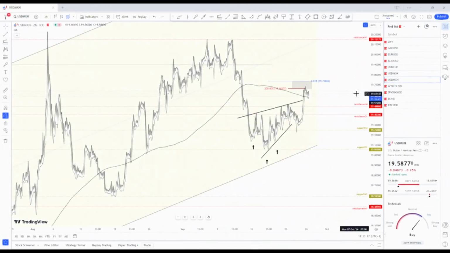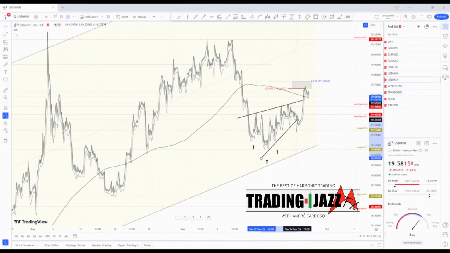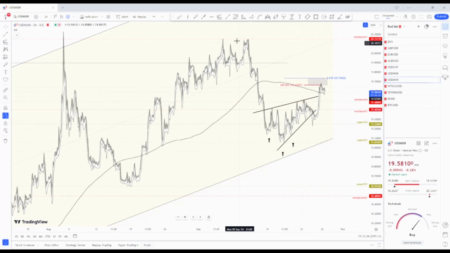Dollar versus the Mexican peso. Yesterday we saw an attempt to break below this structure. I thought, and I published it on my previous video, my thoughts about this pair, and my idea was an eventual retest of this daily fractal support.